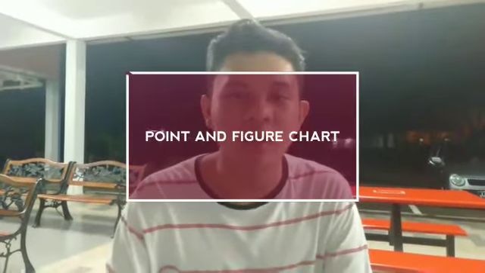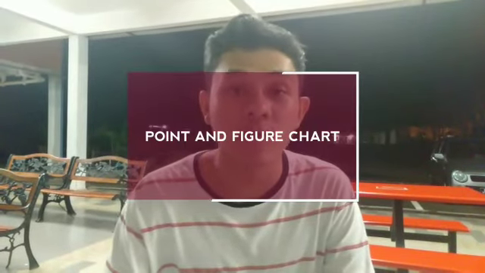Next is the point and figure chart. This chart consists of columns of X and O that represent filtered price movement. The X column represents rising price, and the O column represents falling price. Each price box represents a specific value that price must reach to warrant an X or an O.